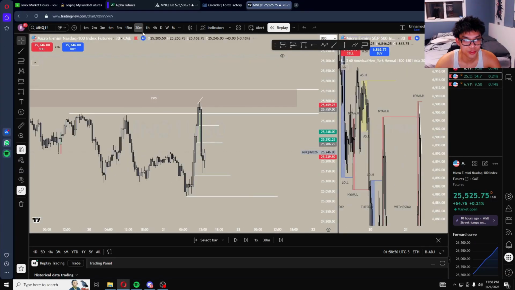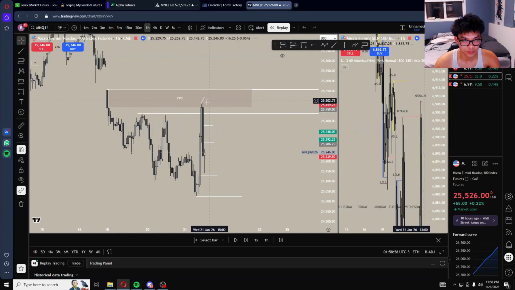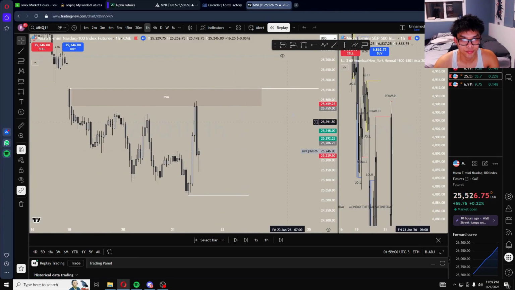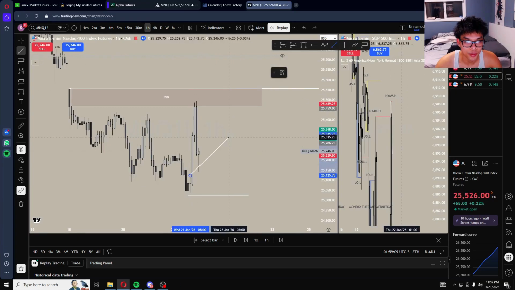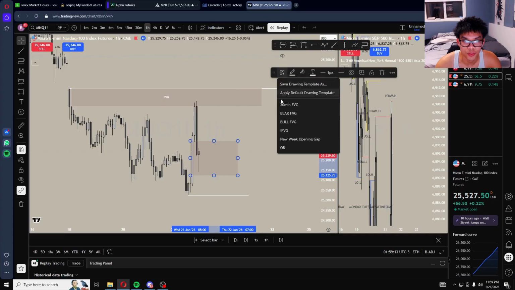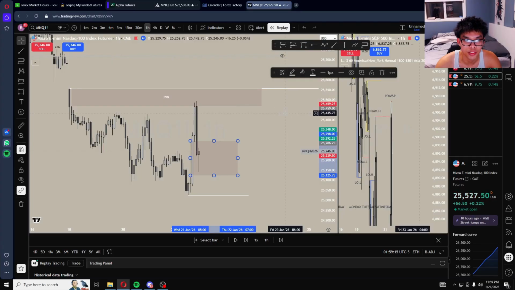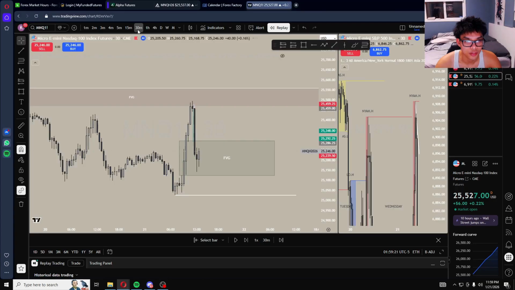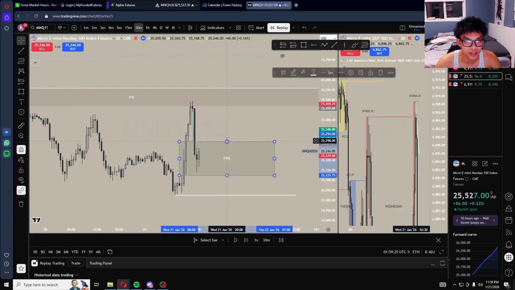Where's the gap? Right here. So let me just take these off. So we're in this 1 hour gap. If you took this trade, good for you as well, but it was pretty late in the session, right? We have this bullish gap on the 1 hour, right, 1 hour, still respecting it.